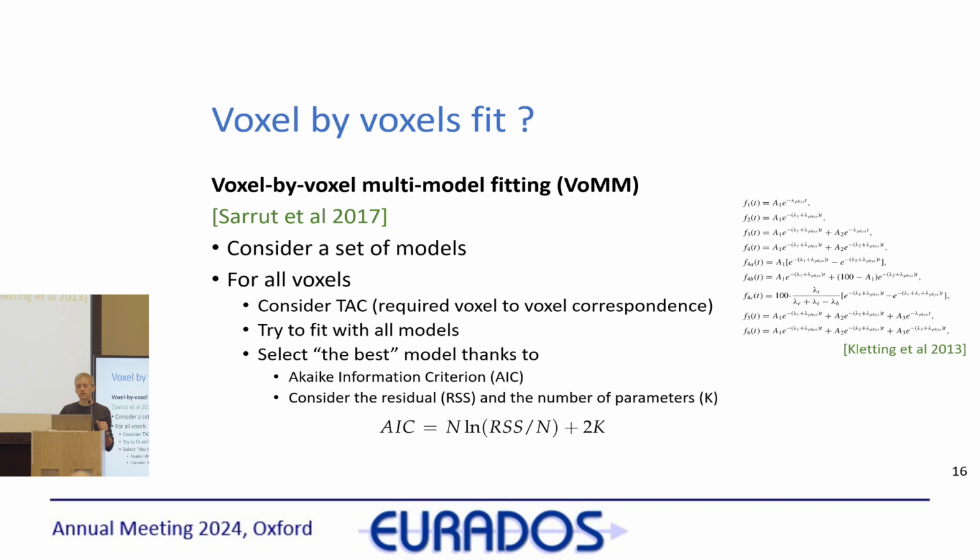We perform this model fitting region by region, but we showed some years ago that it could be theoretically feasible to do this for every voxel in the image. So it means that we consider a set of models with several types of multi-exponential models, and we try to fit every time activity curve for every voxel in the images. It requires, of course, that you align the images very well. And then when we perform all those fits, we select the best model according to the Akaike information criterion, which uses the residual of the fit plus the number of parameters.